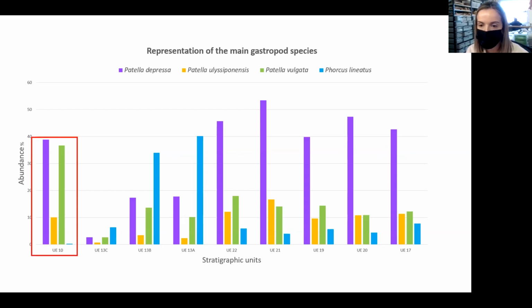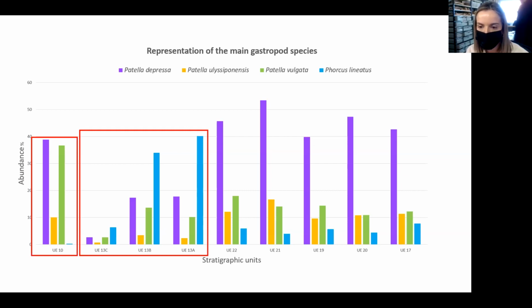First, Unit 10 is a small lens at the bottom of the sequence composed exclusively of limpets Patella vulgata, Patella depressa, and Patella lusitanica. This is probably related to a very short and sporadic visit to the cave. Then, the 3 subunits identified in Unit 13 present a more similar pattern, with larger amounts of top shells followed by limpets Patella depressa and Patella vulgata.